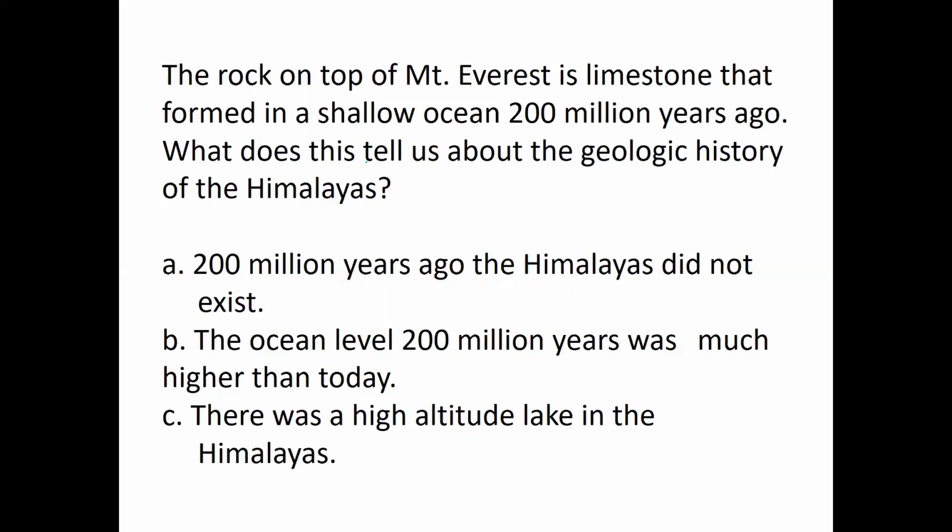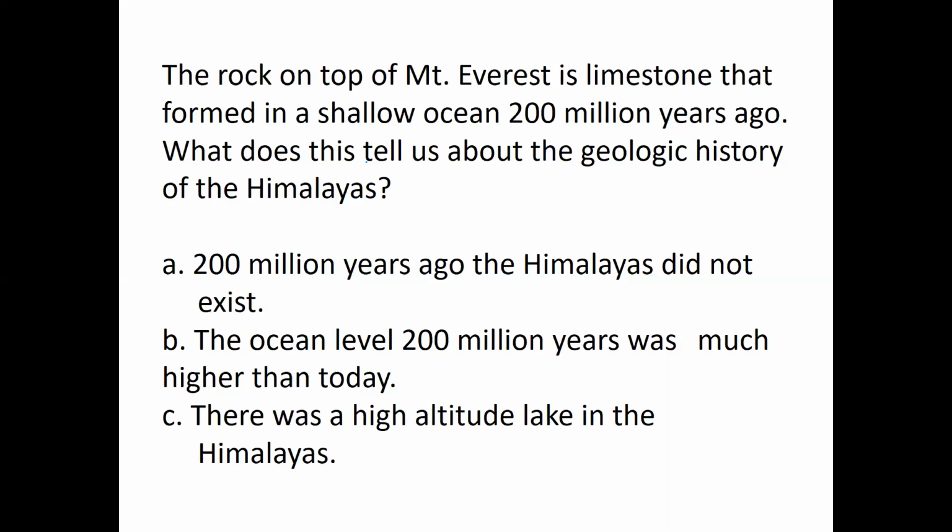So what does the fact that at the top of Mount Everest is 200 million year old limestone tell us about the geologic history of the Himalayas, which is the mountain chain that Mount Everest is in? Does it tell us that A, 200 million years ago, the Himalayas did not exist? B, the ocean level 200 million years ago was much higher than today, so that everything was below sea level? Or C, there was a high altitude lake in the Himalayas? Well, rather than just give you the correct answer, I'll discuss why the incorrect answers are incorrect.